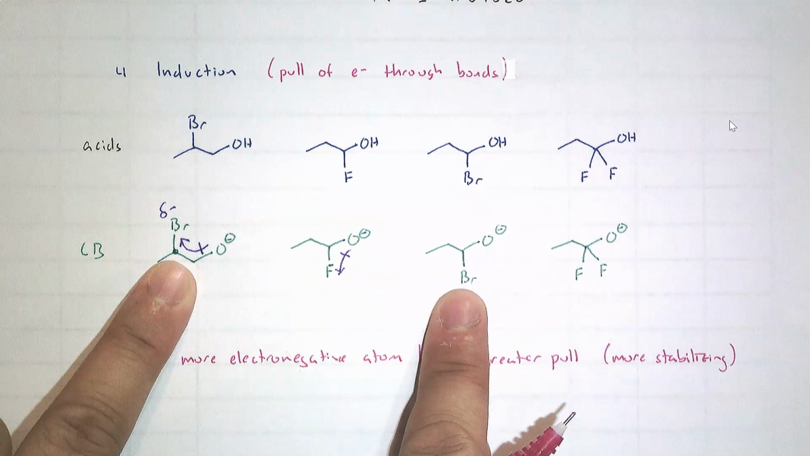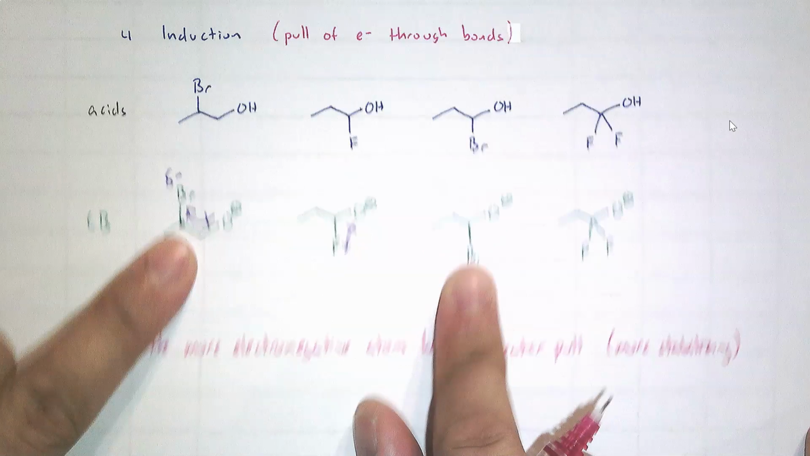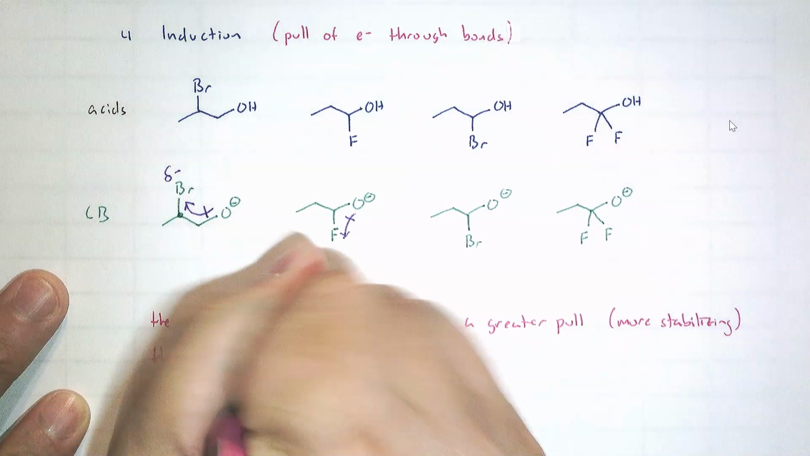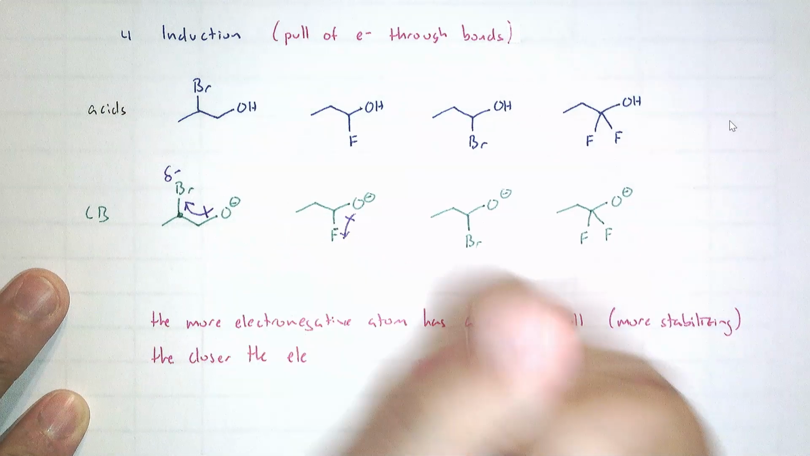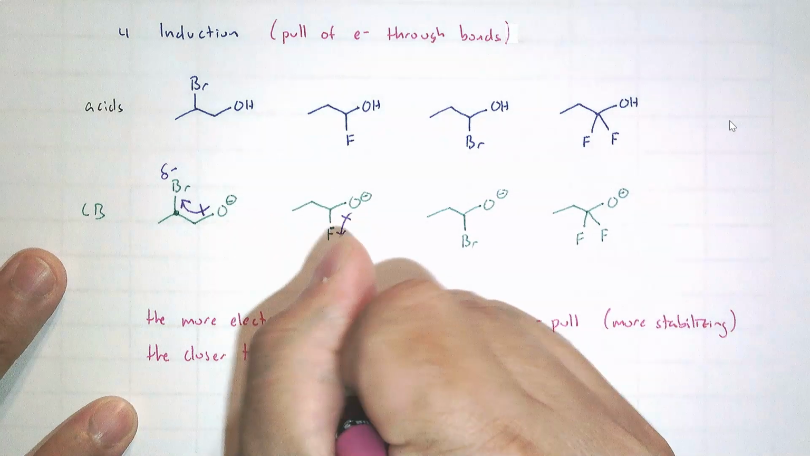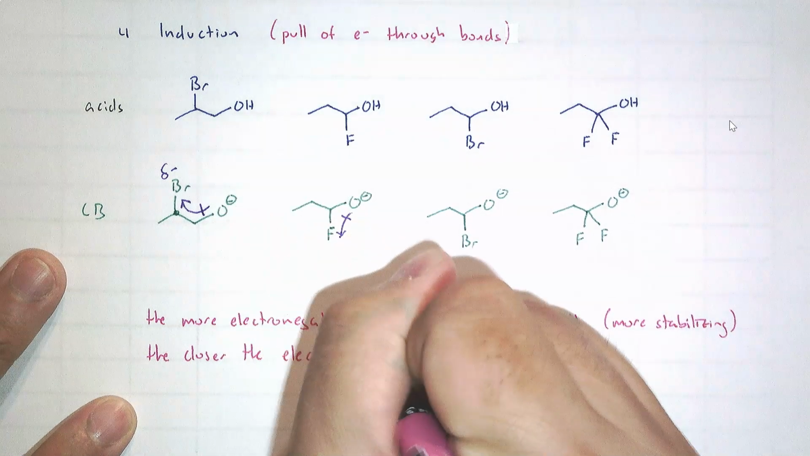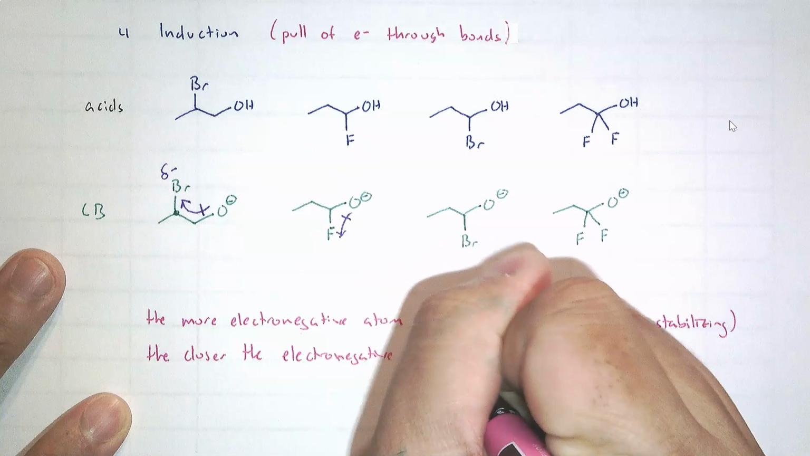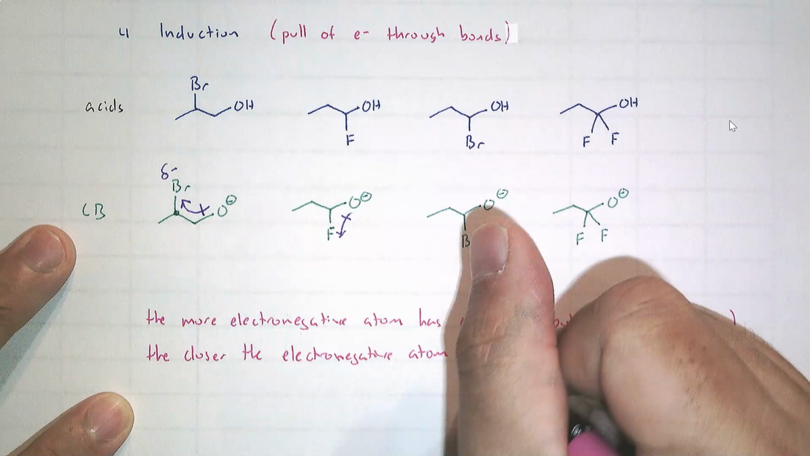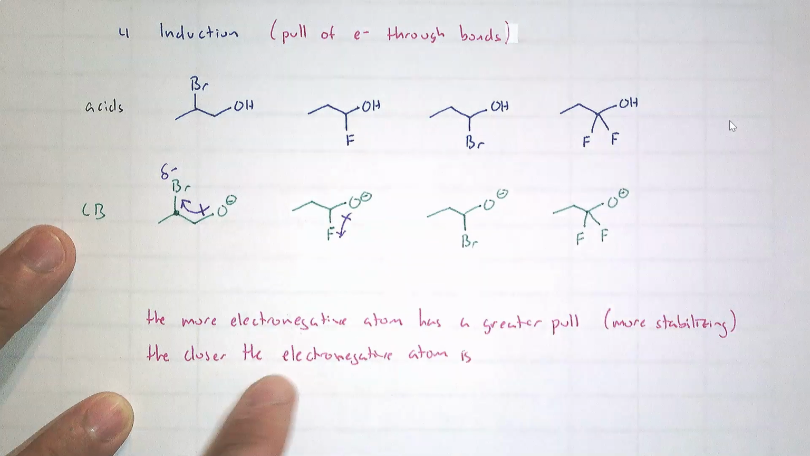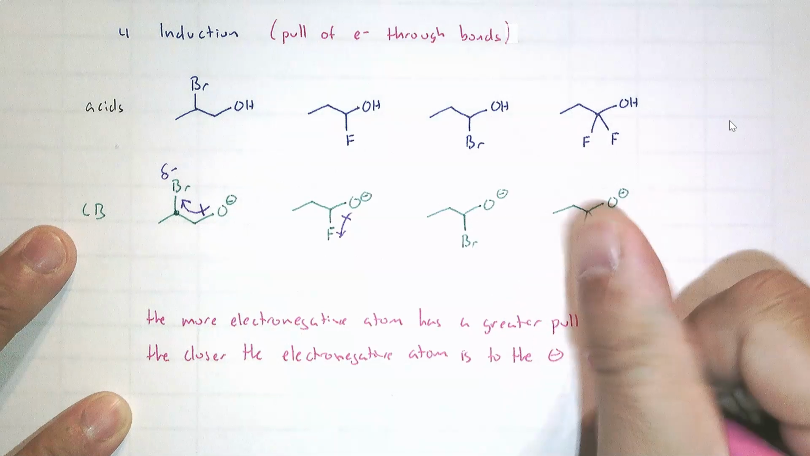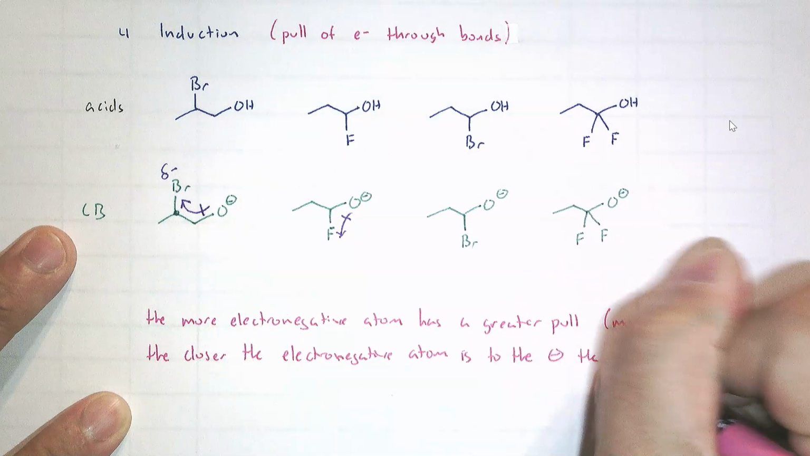Okay? But what about these two? They're both bromine. So distance also makes a big difference. And we'll say the closer the electronegative atom is, the more stabilizing, the greater the pull. So the closer the electronegative atom is to what? Closer to the anion, closer to the O minus, the closer the electronegative atom is to the negative charge, the more stabilizing.